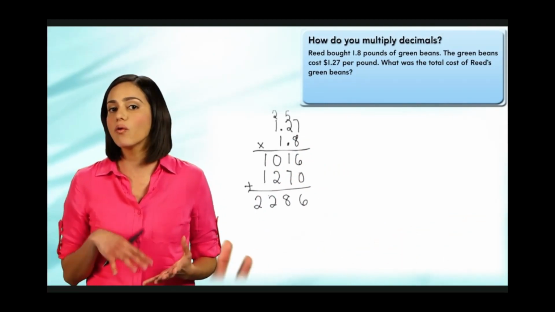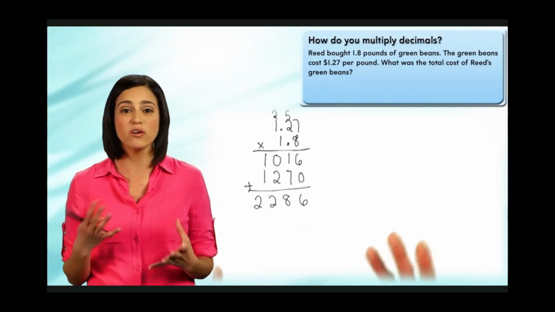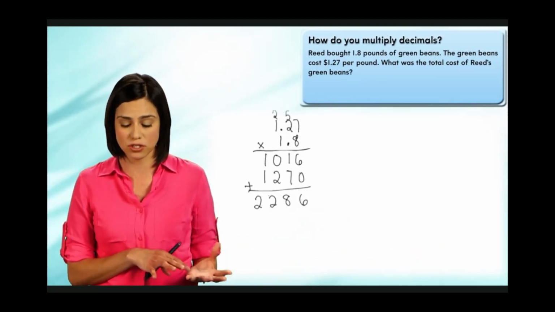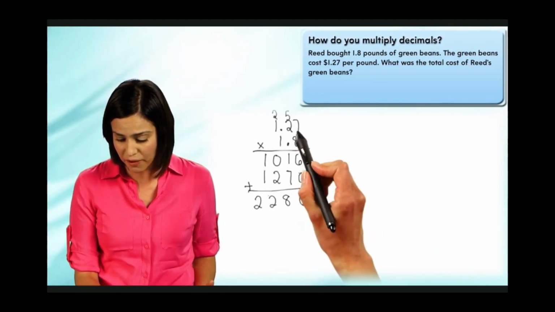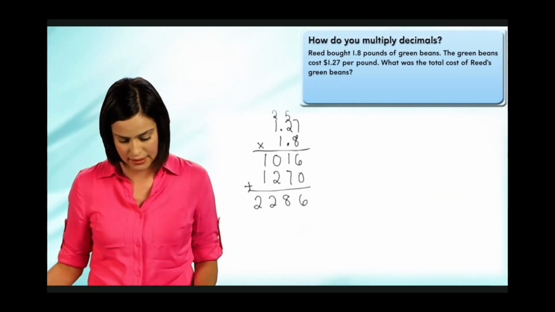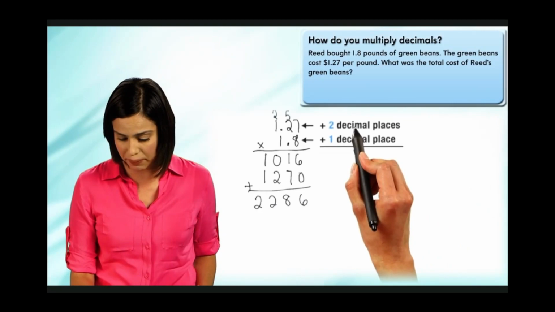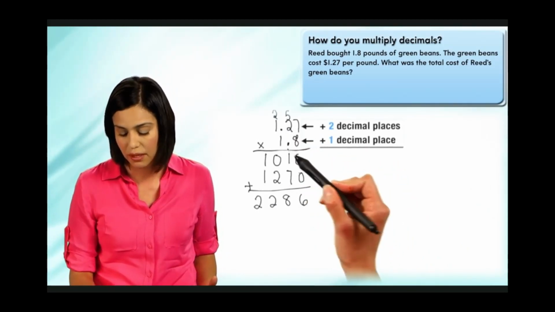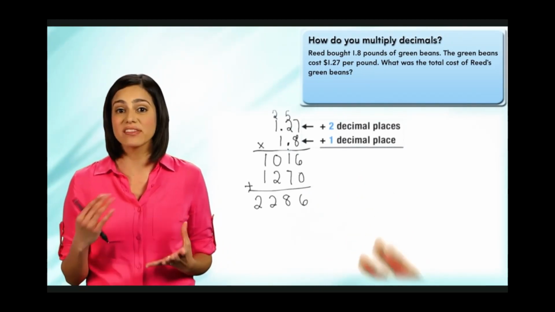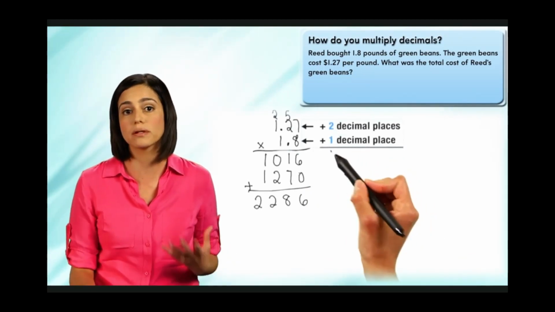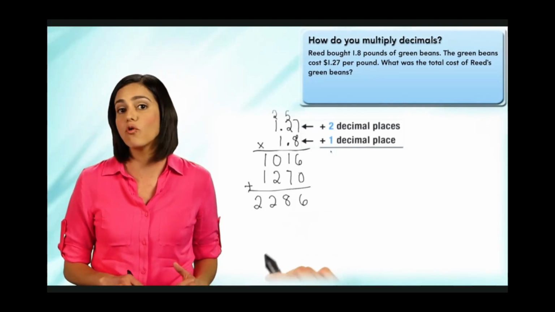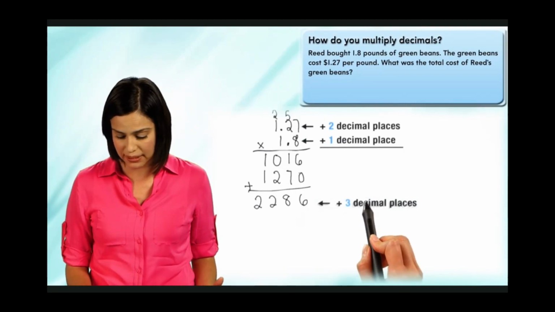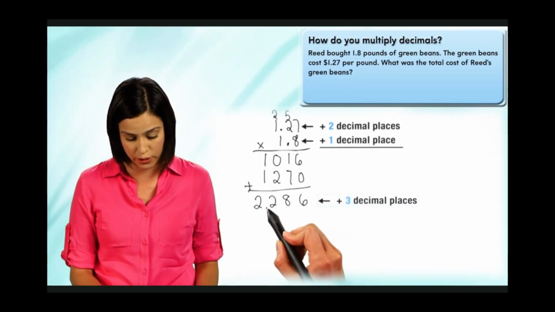Like I said, now we're going to bring in the decimal. And the way you figure out the decimal is by looking at the decimal places in your factors. Now, our first factor has 2 decimal places, 1, 2, and the second one has 1 decimal place. What we want to do now is add those decimal places. So 2 plus 1 is 3, and therefore our product has 3 decimal places. That's 1, 2, 3.